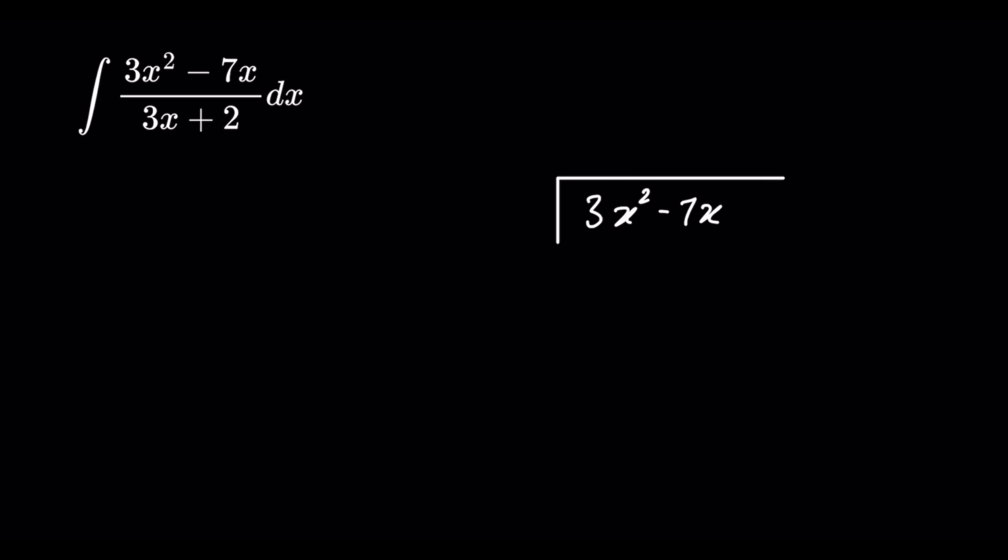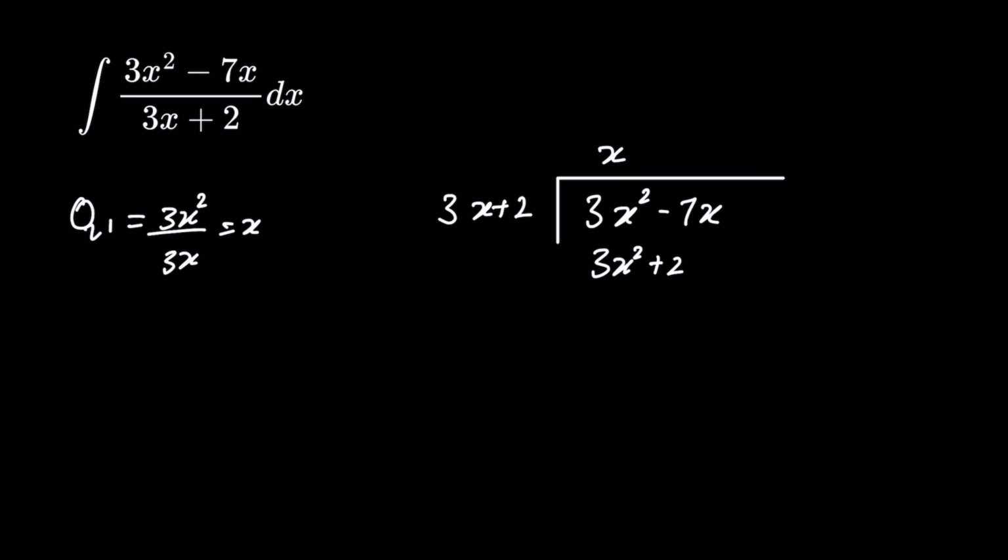We will divide the numerator by the denominator, like this. First, divide the leading term of the numerator, 3x squared, by the leading term of the denominator, which is 3x. So this will be giving us x. So the first term of the quotient is x. Now multiply x by the entire denominator. This will be giving us 3x squared plus 2x. And now we will subtract this from the original numerator.